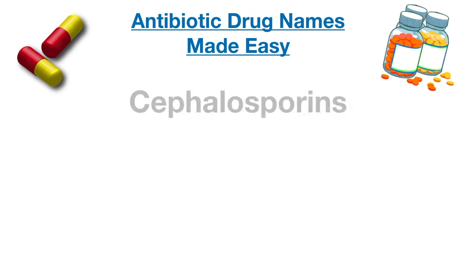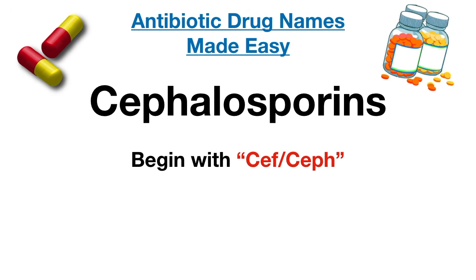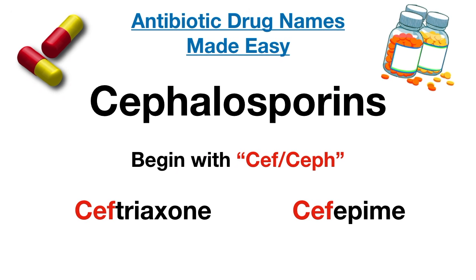Moving on to cephalosporins, these drug names usually begin with ceph, spelled either CEF or CEPH, and some examples include ceftriaxone and cefepime. There's a previous EasyMed video where we talked about the different cephalosporin generations and gave you a simple way to remember them all. So feel free to go check that out. It's in the Pharmacology playlist.